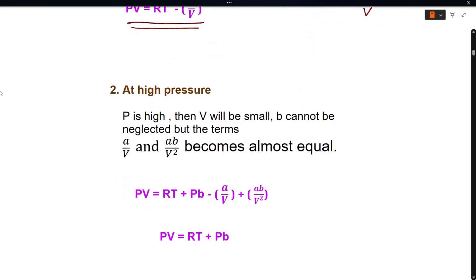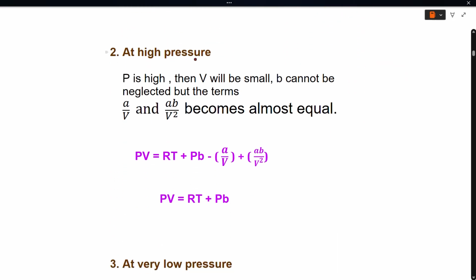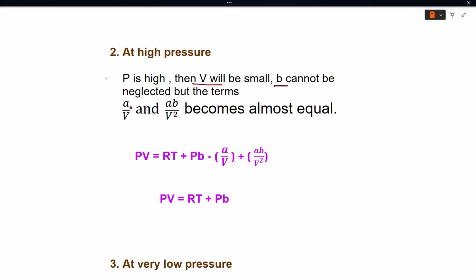Now, what happens when pressure is high? When pressure is high, V will be very small. You are giving very high pressure. b cannot be neglected. That is a correction for volume, because b is very small and it represents the volume of the molecules, so that cannot be neglected. And at the same time, a/V and ab/V² become almost equal because V is very small.